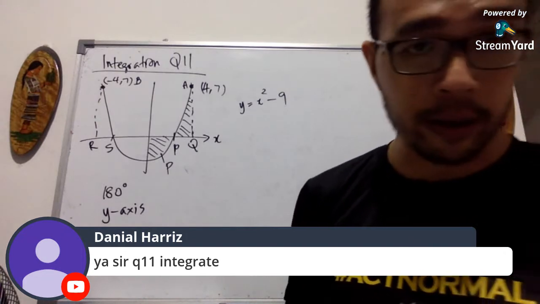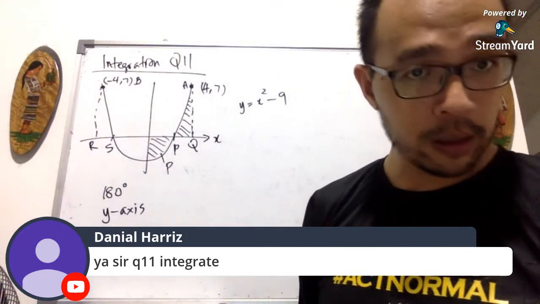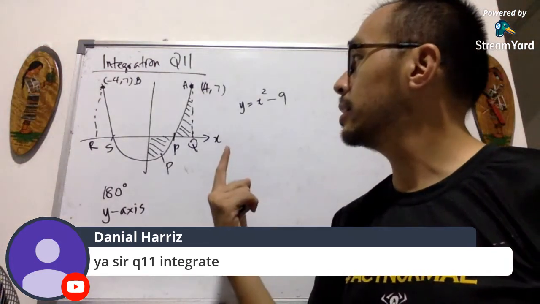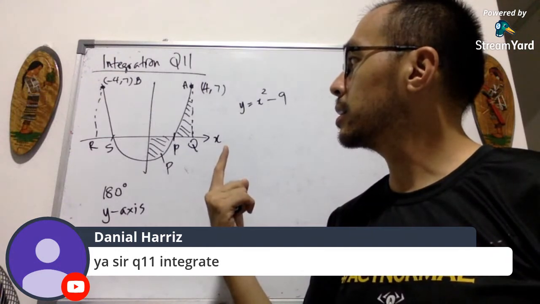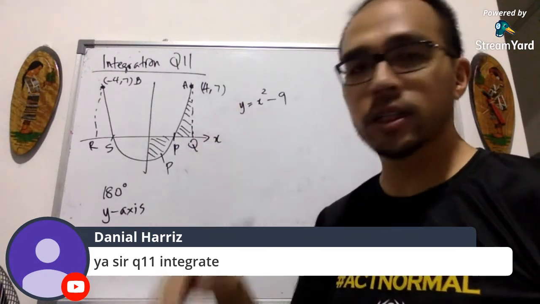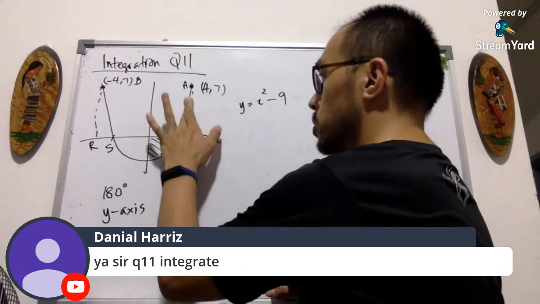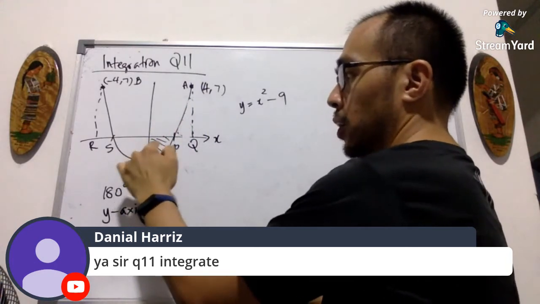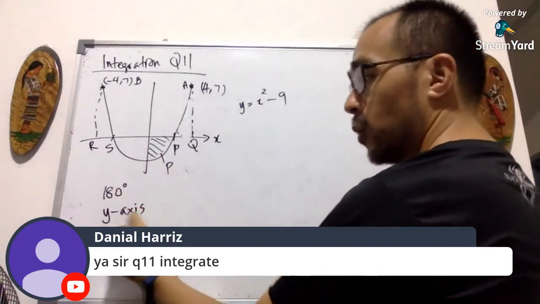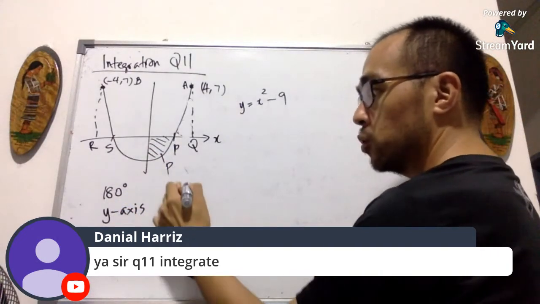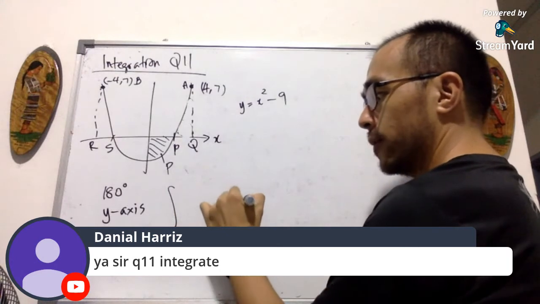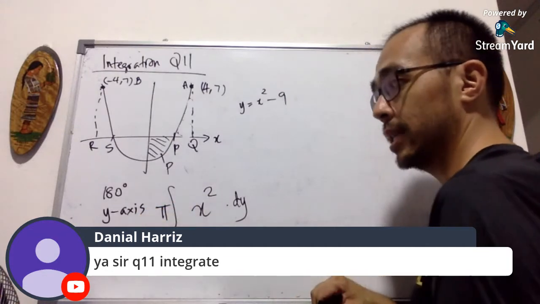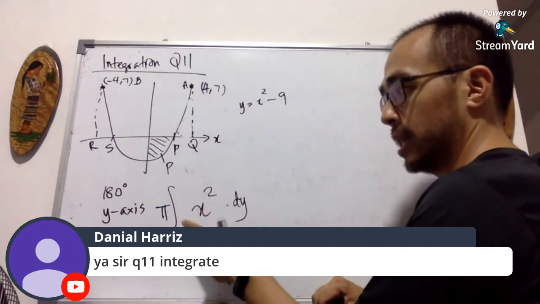Question 11. Bounded by the y-axis. Bounded by the y-axis only refers to this region. Okay, so since we're using the y-axis, we know that this one must be 2y coordinates. Okay, and then at the end over here is dy. And then this is x squared, and then of course we have the pi in front here.